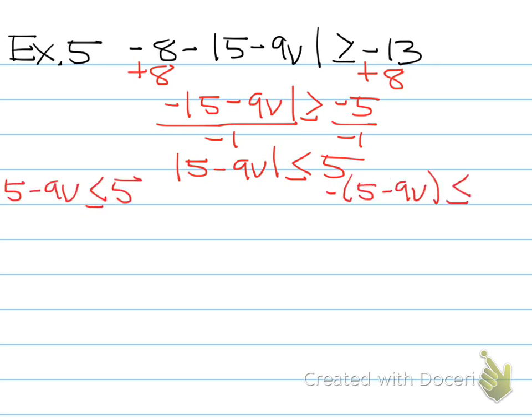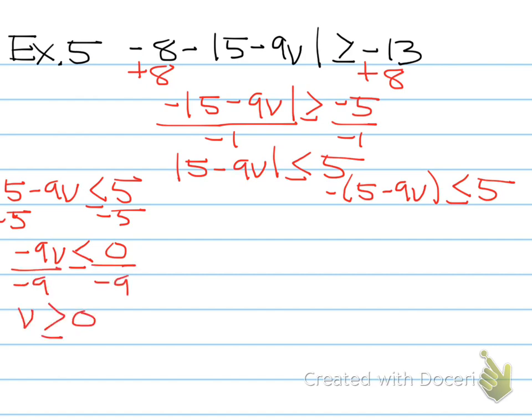Write our two inequalities, one with the positive quantity inside the absolute value bars and one with the negative quantity. Solve the positive one by subtracting 5 from both sides. Get -9v is less than or equal to 0. Divide both sides by -9. And that's going to change the direction of the inequality to give us v is greater than or equal to 0.